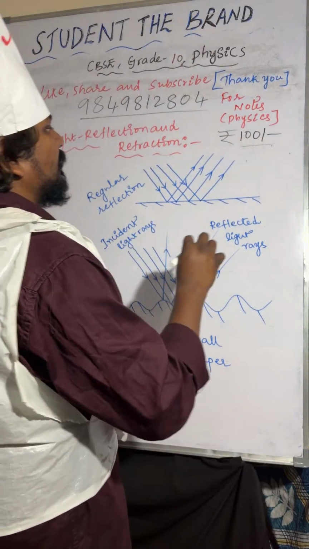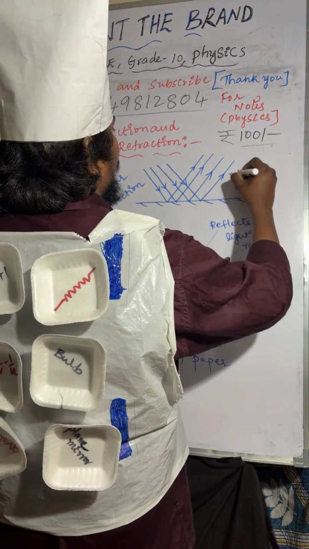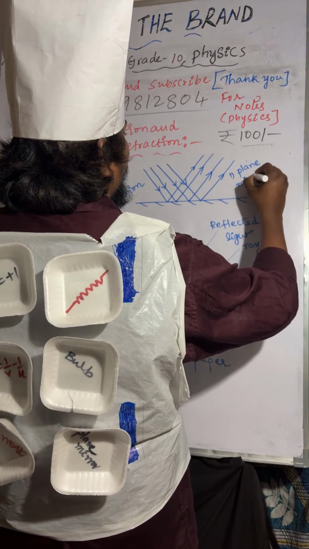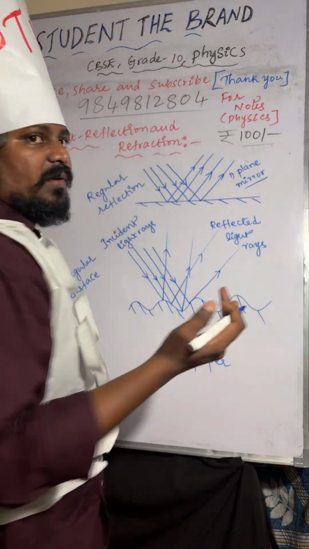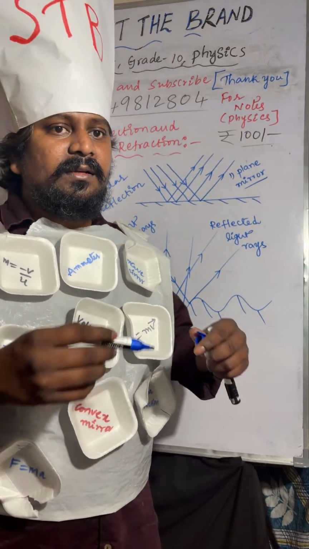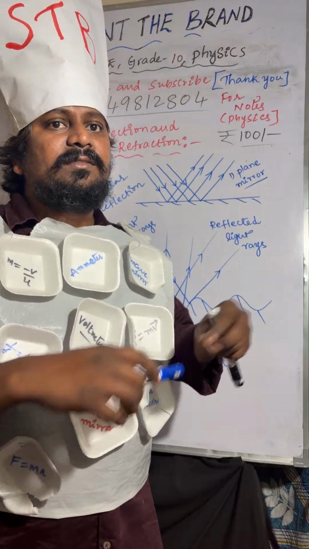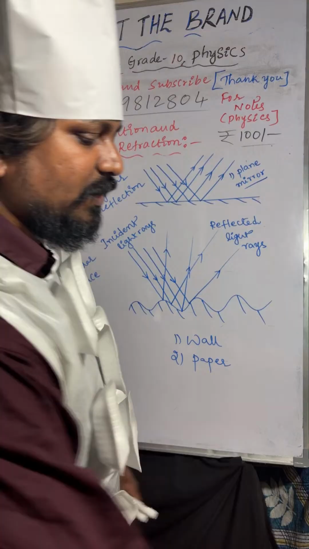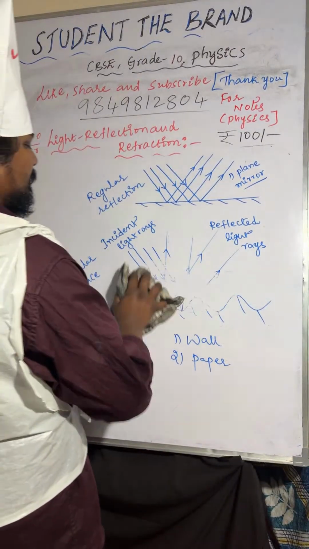So coming to regular reflection, we can take a plain mirror and still water also. Still water. Okay, so I hope it is very clear. So this is about regular reflection and irregular reflection, right? Yes.